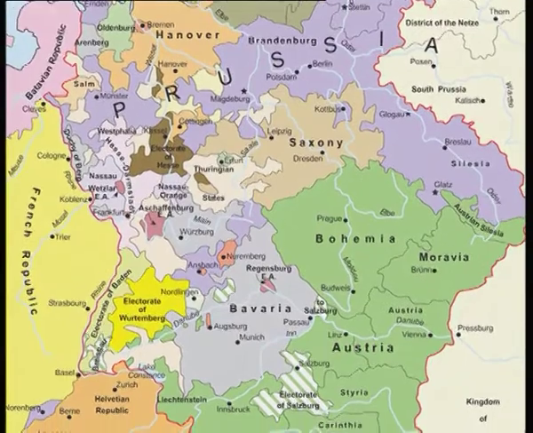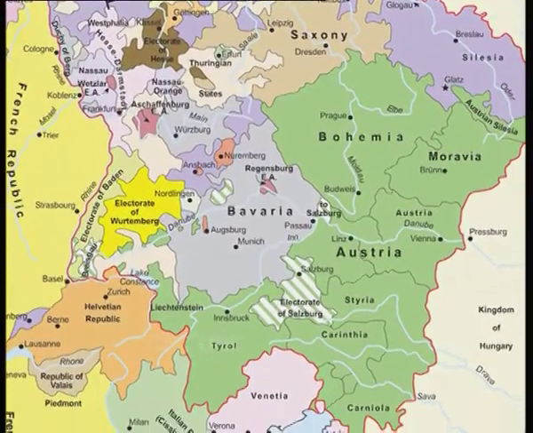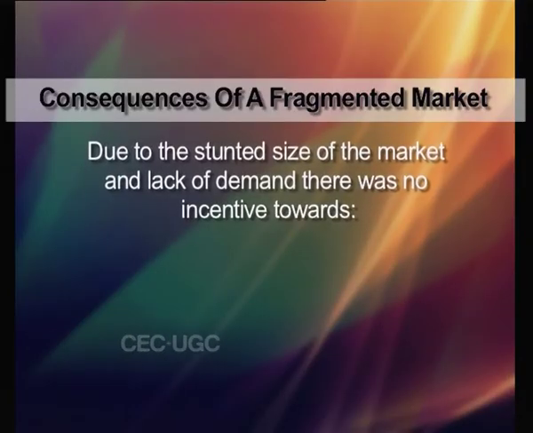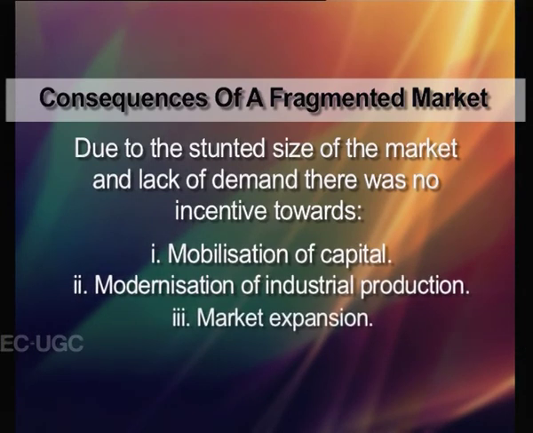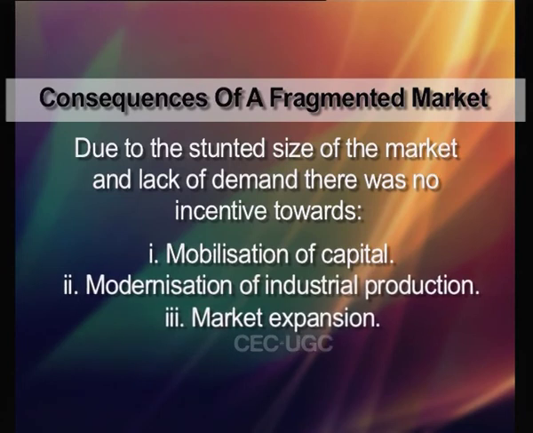So in the beginning of the 18th century, the concept of Germany did not exist. The people spoke the German language, but there was no sense of identity that emerged at this stage. The principal problem in 18th century Germany, apart from the issue of the market, was of course the stunted size of the market. There was hardly any incentive towards mobilization of capital. Also, in the absence of adequate demand, there was hardly any incentive towards modernization of industrial production or expanding the market horizons.